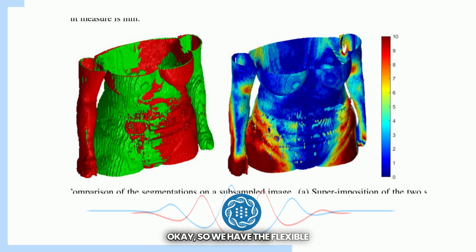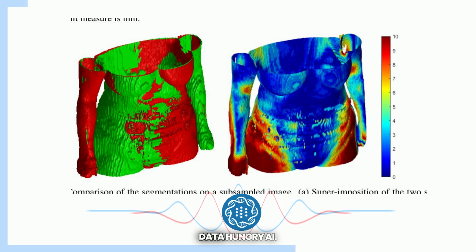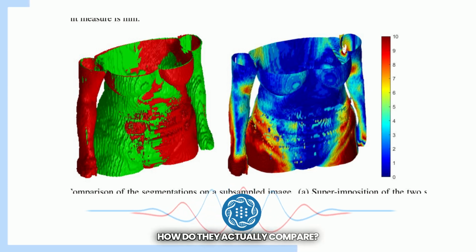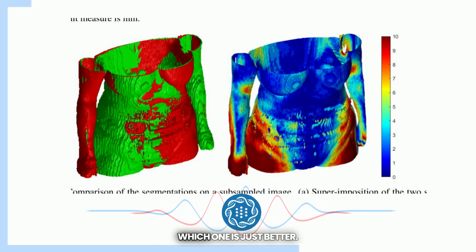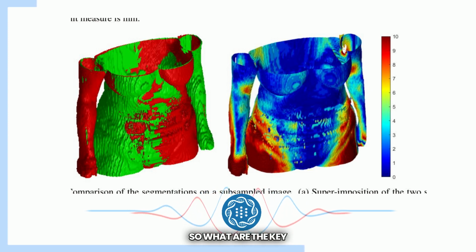Okay, so we have the flexible, rule-based graphics method versus the automated, data-hungry AI. How do they actually compare? Because the paper makes it clear it's not about which one is just better, right? Yeah. It's about trade-offs. Exactly. It depends on your data, your application, even your computer. So what are the key comparison points?